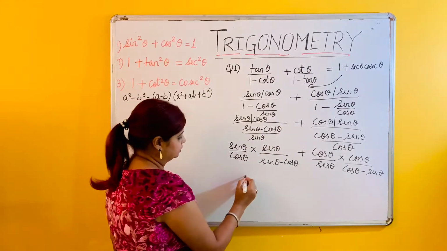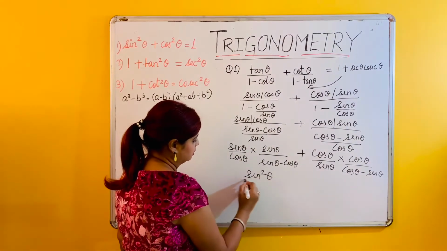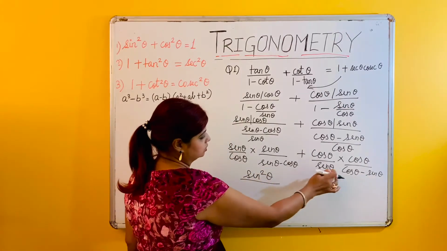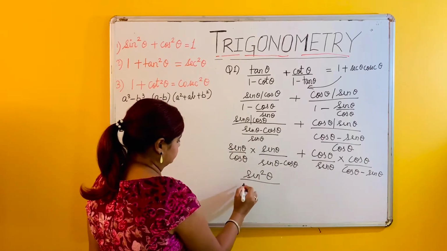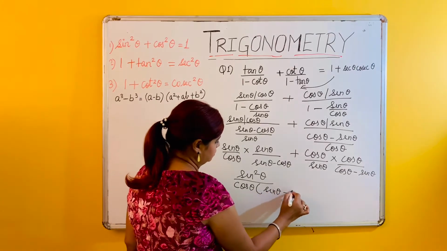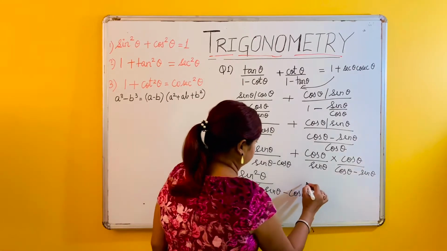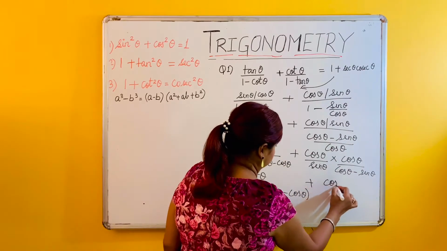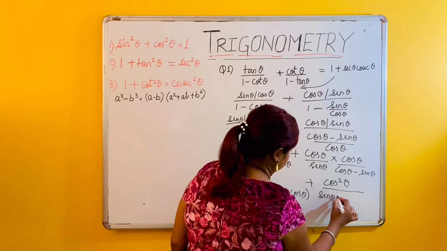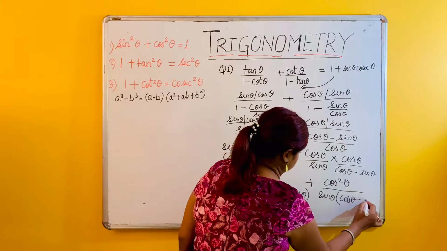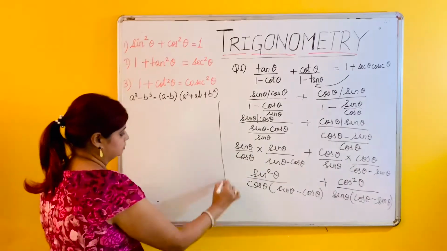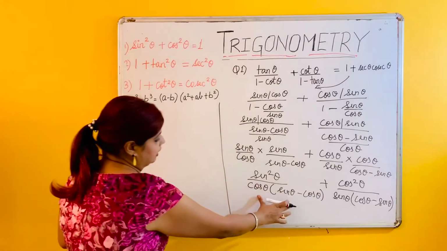Now just multiply this. So this is sine square theta and we'll just leave this. You can see that this is a common denominator here. Okay, only the sign is different. So sine square theta, and this is cos theta by sine theta minus cos theta plus cos square theta divided by sine theta and cos theta minus sine theta. Okay, till here. Now I'm just drawing a line here, so I am going to simplify this.